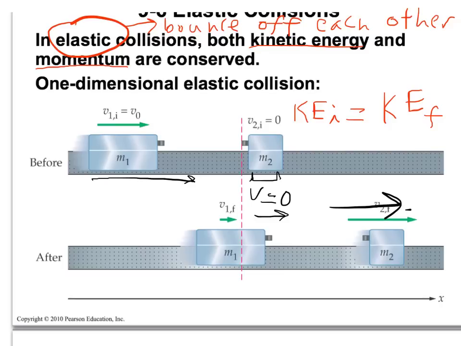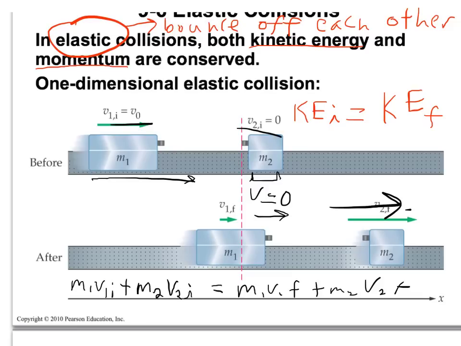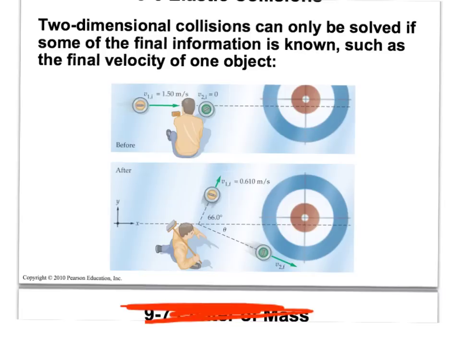And if you were given this problem, you could definitely use momentum conservation to solve this. m1v1i plus m2v2i equals m1v1f plus m2v2f. So if I told you the initial velocity of the mass, this one's at rest, and then I gave you the velocity of either of these, you could then find the missing velocity. But it may not always be that simple. Let's complicate things a bit.